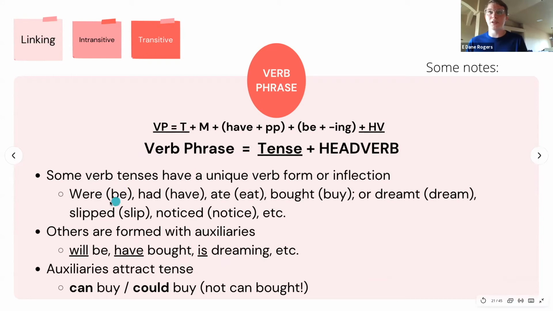So from the base verb be, we get past tense were or was, and it doesn't look a thing like its base verb. Most verbs are going to look like their base verbs, but these do not. Have goes to had, eats to ate, buy to bought, etc. So you want to be particularly focused on making sure that you've memorized at least your past participles, which are the most irregular. There are only two irregular verbs in English, which is be and have. They're the only ones that are irregular in their present tense.